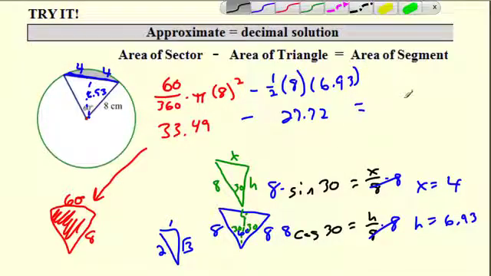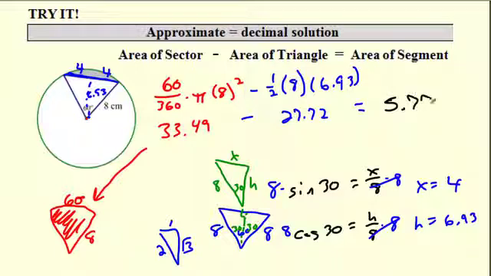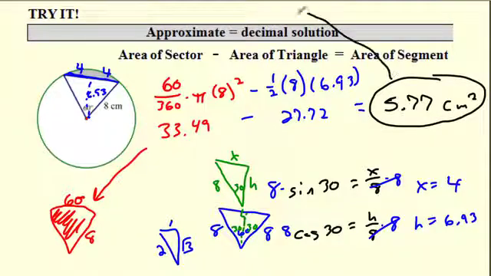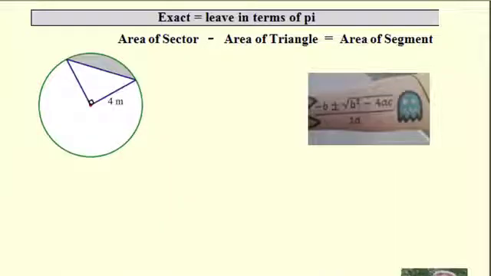5.77. So there's my final answer, 5.77. What is this? This is an area, so we've got to make sure we label it centimeters squared. So that is just the area of that little shaded region right there. Fantastic. So it's kind of combining it all together into one big final problem. I love it.